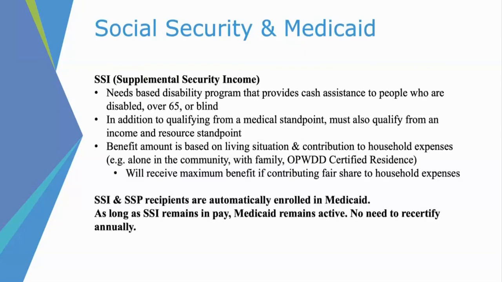SSI, Supplemental Security Income, is a needs-based disability program that provides cash assistance to people who are disabled, over 65, or blind. In addition to qualifying from a medical standpoint, you must also qualify from an income and resource standpoint as well. Benefit amount is based on living situation and contributions to household expenses. Examples of this: alone in the community, with family, OPWDD certified residents. You will receive maximum benefits if contributing fair share to household expenses.